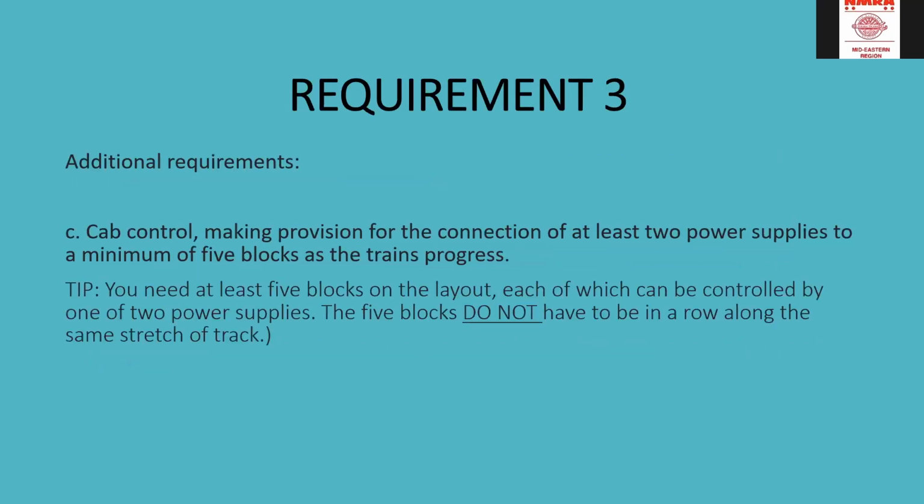Additional requirements: cab control, making provision for the connection of at least 2 power supplies to a minimum of 5 blocks as trains progress. And the tip here is you need at least 5 power blocks on the layout, each of which can be controlled by 1 or 2 power supplies. The 5 blocks do not have to be in a row along the same stretch of track.